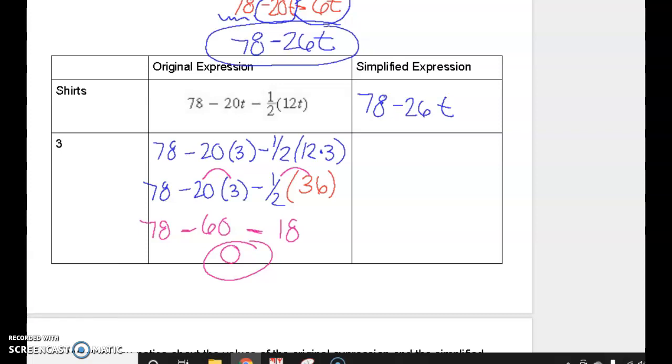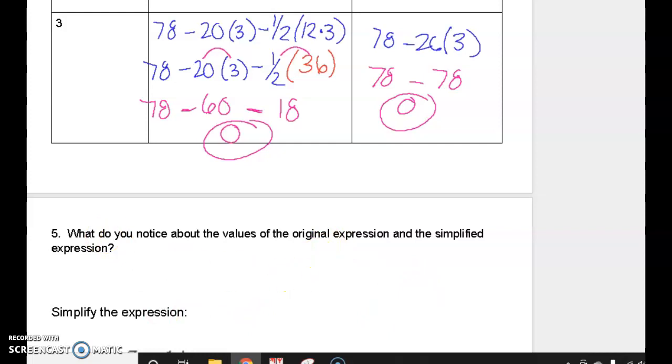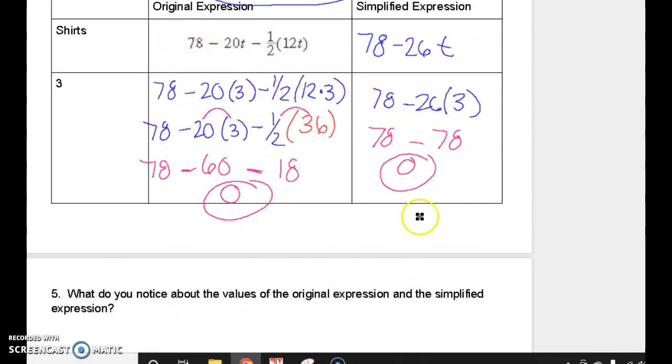So when I come over here, 78 minus 26. Now for t, I'm going to plug in a 3. So right here, kind of easy. All we have to do is multiplication. 26 times 3. All right, that gives me 78. So I'm going to bring down my 78 and my minus. 78 minus 78 is 0. Nice. Okay, so what do we notice about the values of the original expression and the simplified expression?